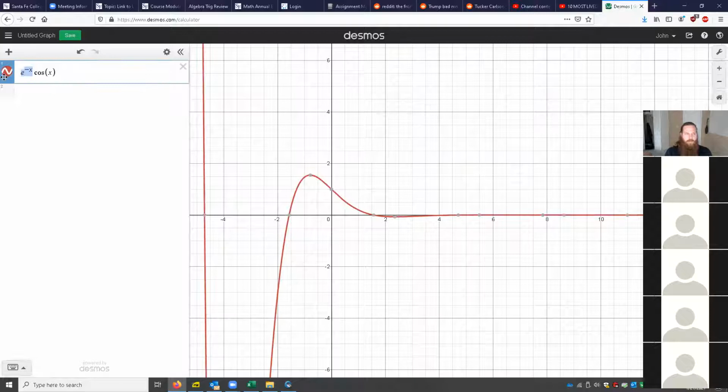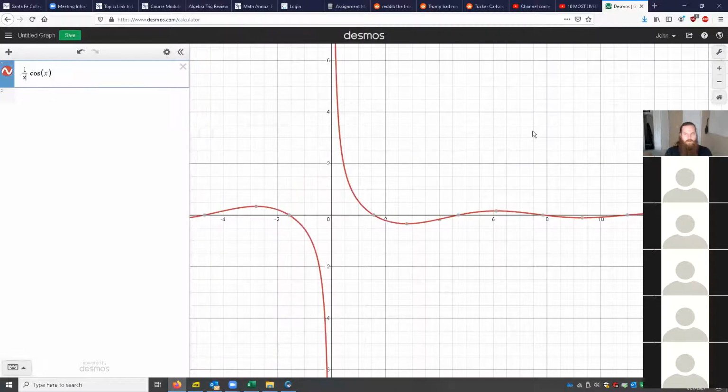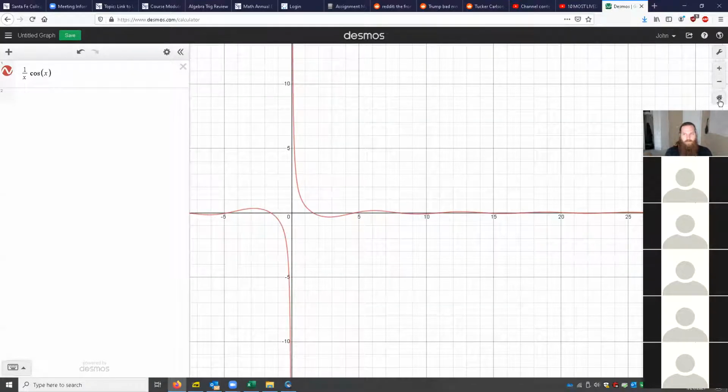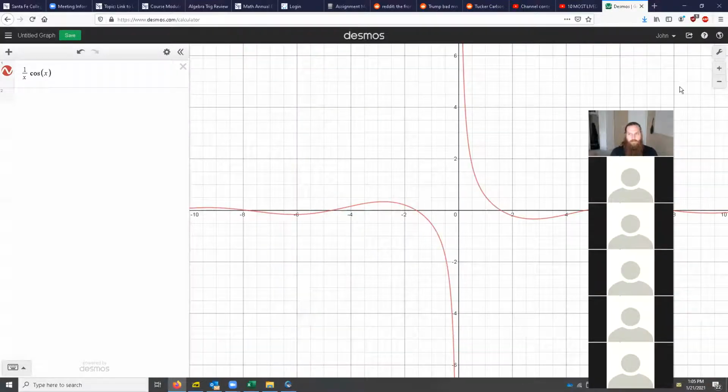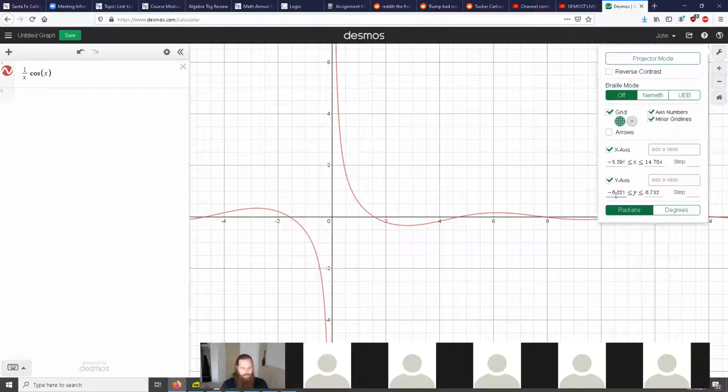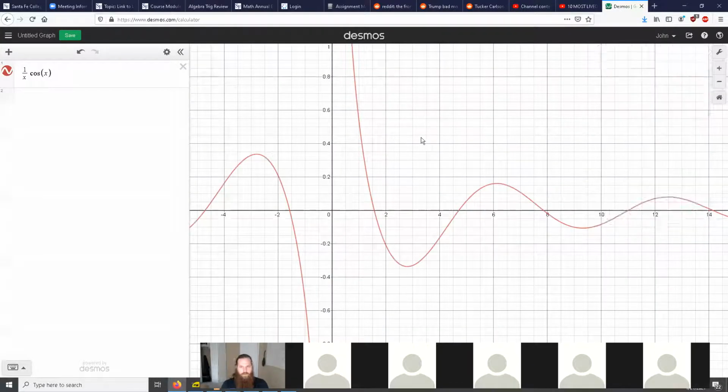A simpler example is something like 1 over x times cos x. This has weird behavior near 0. But again, you see it oscillating but dampening. Negative 1 to 1 is sufficient.